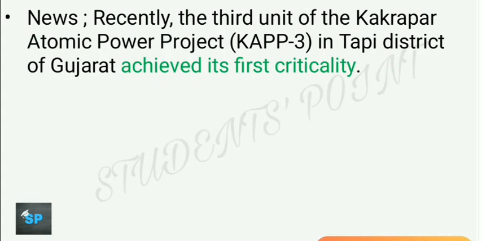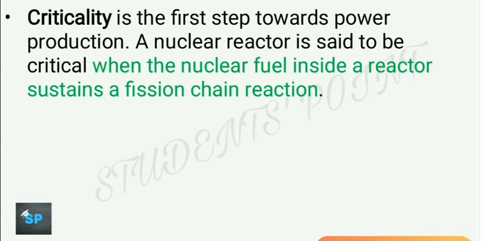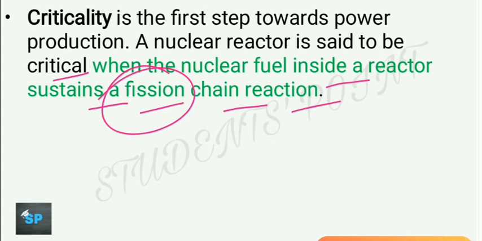It was in news because recently the third unit of the Kakrapar Atomic Power Project in Tapi district of Gujarat has achieved its first criticality. What is criticality? See, criticality is the first step towards power production. A nuclear reactor is said to be critical when the nuclear fuel inside a reactor sustains a fission chain reaction. What is fission or fission chain reaction?